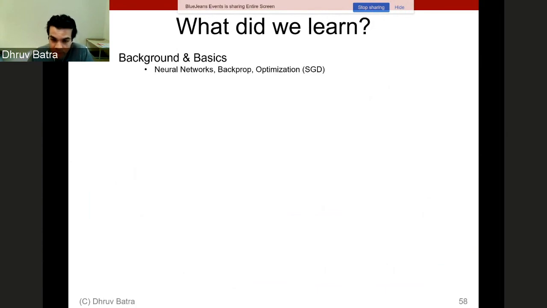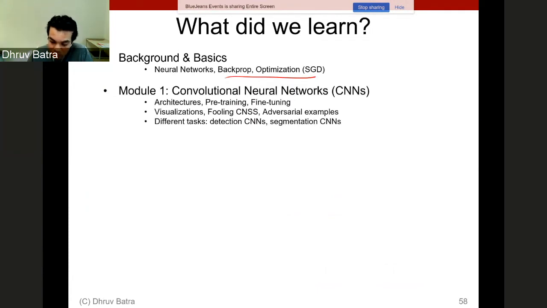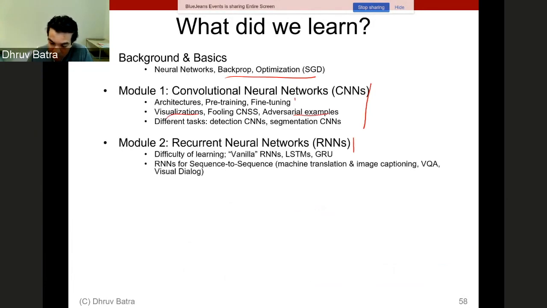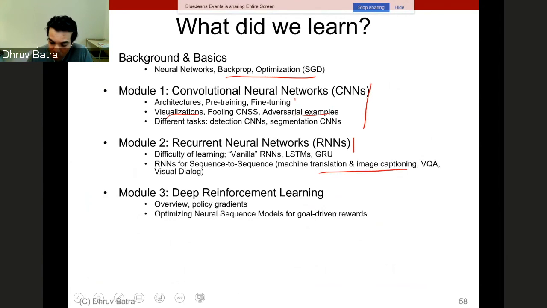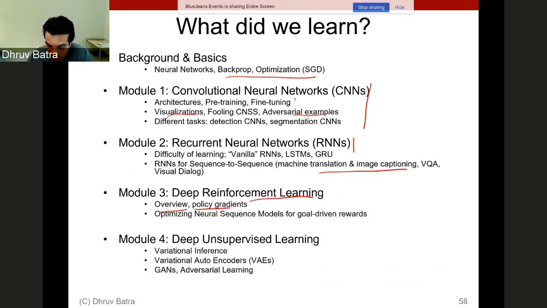You learned a lot in this class. You learned the basics of backprop, computational graphs, optimization, automatic differentiation. You learned about CNNs, the idea of adversarial examples, visualizations. You learned about RNNs and transformers for various applications. You learned about deep reinforcement learning with an entire module on policy gradients, on DQNs, and finally on unsupervised learning in the context of variational inference, variational autoencoders, and GANs.